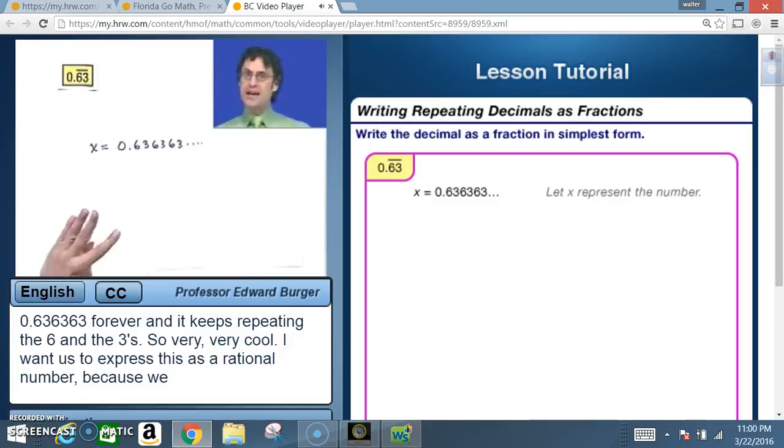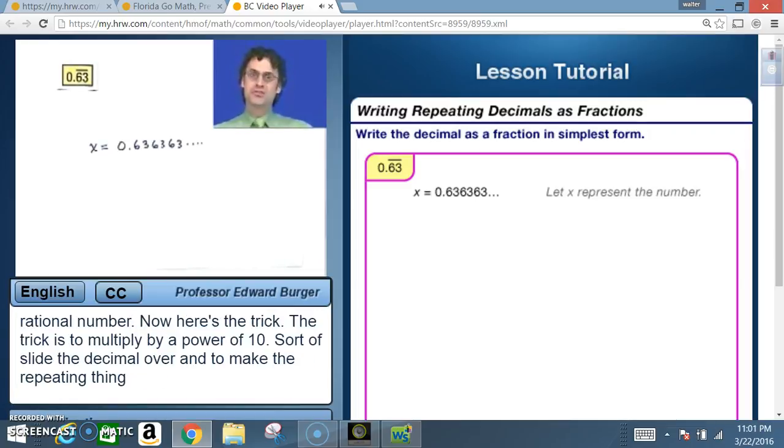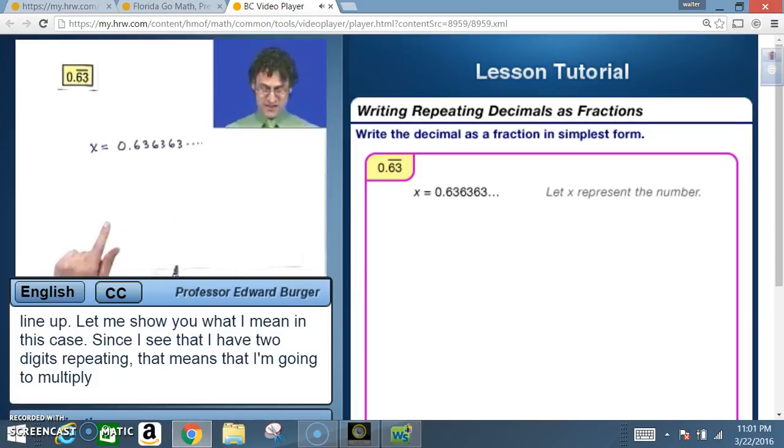So very, very cool. And I want us to express this as a rational number, because we know that any decimal that ends eventually with a periodic tail like this, a repeating piece, will always be able to be expressed as a rational number. Now here's the trick. The trick is to multiply by a power of 10, so slide the decimal over, and to make the repeating thing line up. Let me show you what I mean in this case.